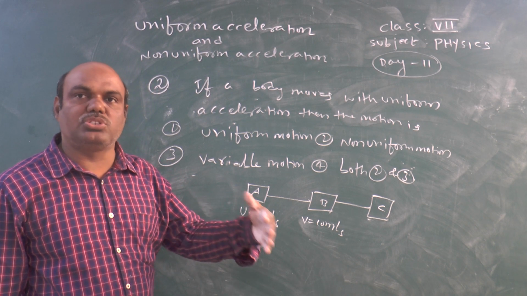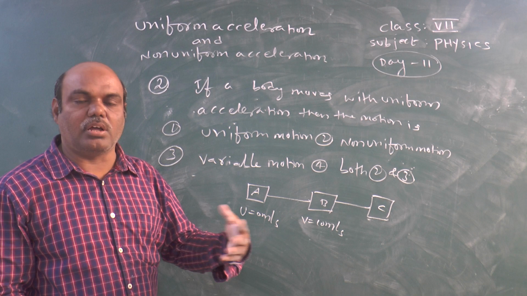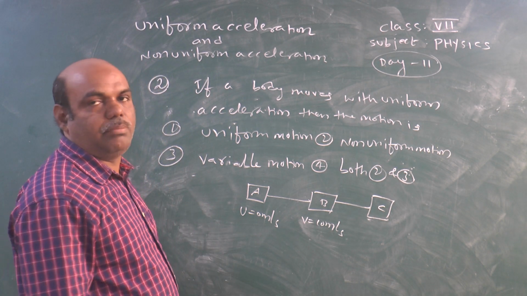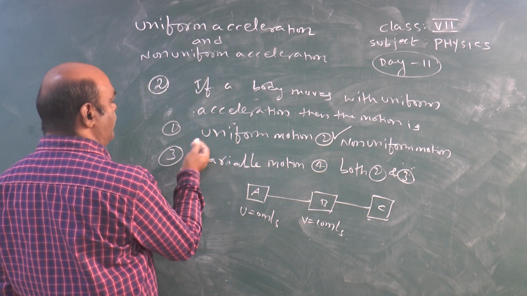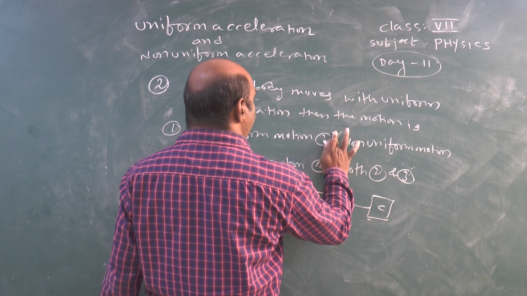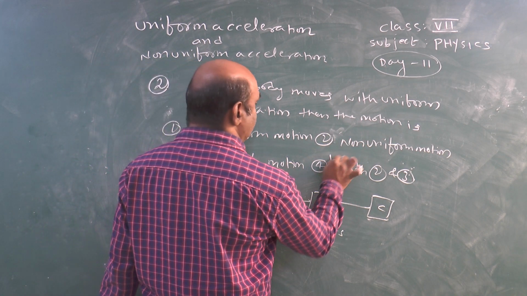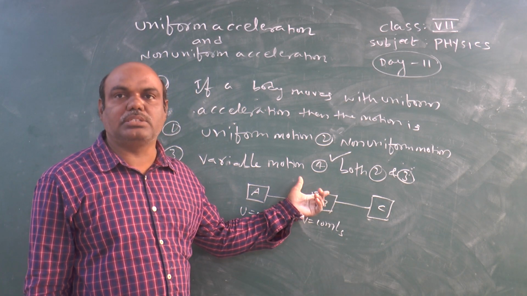That means the motion is not constant. That's why the motion is non-uniform motion, and otherwise we can call it variable motion. So non-uniform motion and variable motion both are satisfying. That's why both 2 and 3 is correct. So the fourth option is correct.